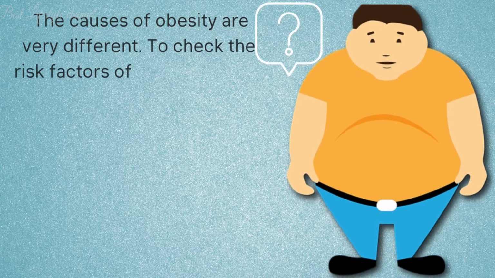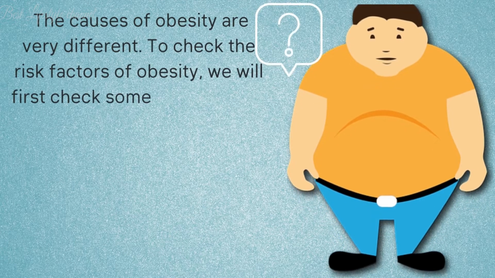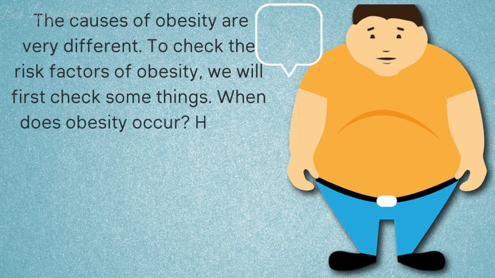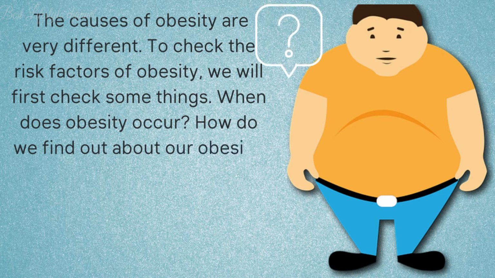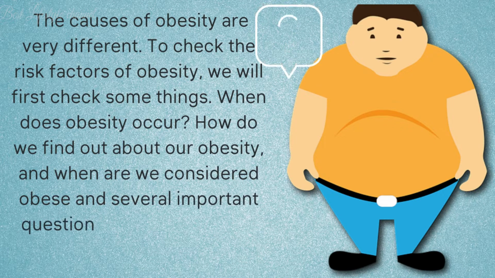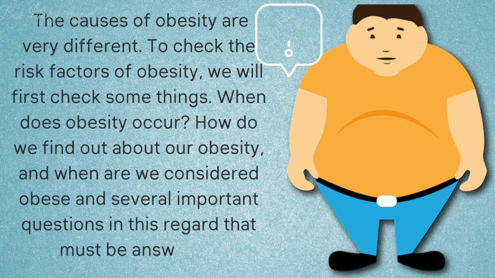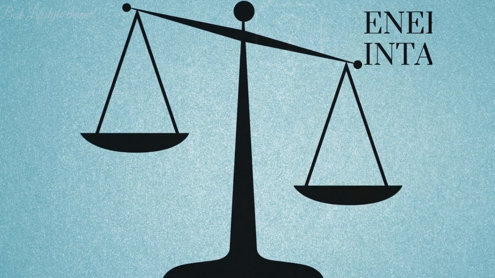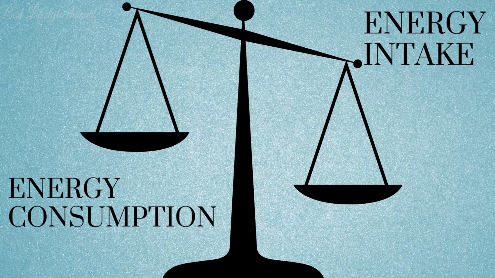To check the risk factors of obesity, we will first check some things. When does obesity occur? How do we find out about our obesity, and when are we considered obese, and several important questions in this regard that must be answered. First, obesity or overweight is an imbalance between energy intake and energy consumption, which occurs under various factors. In other words, calorie intake is more than calories and energy consumption.